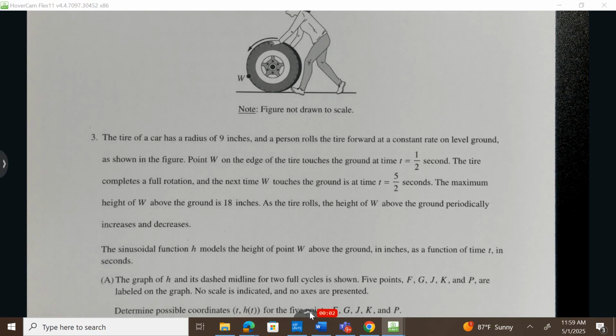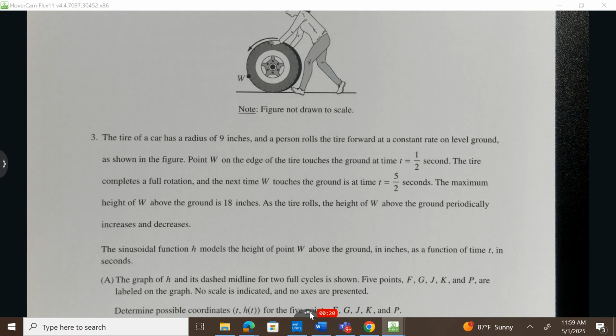The tire of a car has a radius of 9 inches, and the person rolls the tire forward at a constant rate on level ground as shown in the figure. Point W on the edge of the tire touches the ground at t equals 1/2 seconds, and the tire completes a full rotation. The next time the tire touches the ground is at t equals 5/2 seconds. The maximum height above ground is 18 inches.